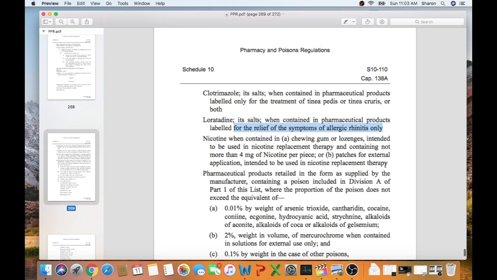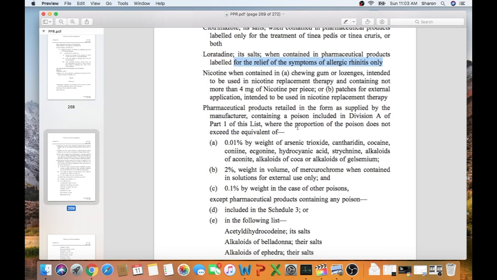Okay, and here's nicotine. This one is kind of interesting. So here it's saying that pharmaceutical products retailed containing a poison in Part 1, so long as it doesn't exceed the equivalent of, and it's got like a list of percentages here. I mean, have a quick read through. It's unlikely you'll be asked about these particular alkaloids. They're very, very rarely seen. This one, mercurochrome, the older exams asked about mercurochrome. It's worth having a quick read through just in case they ask about it. I don't think they will.